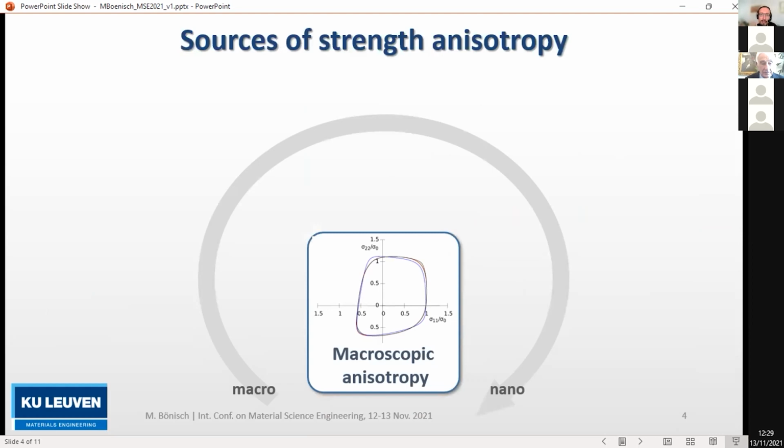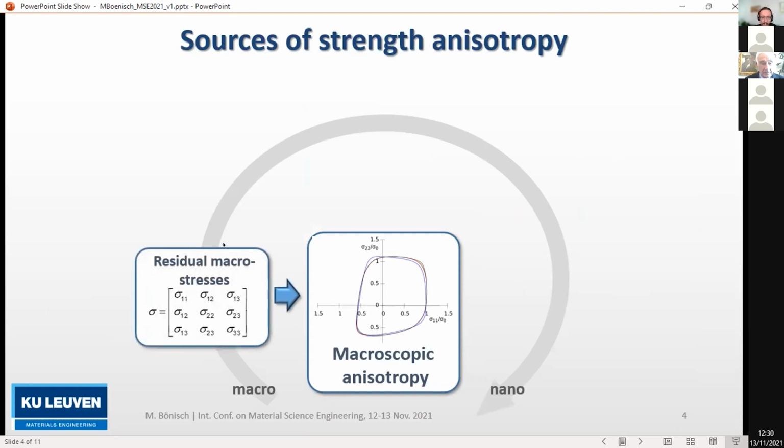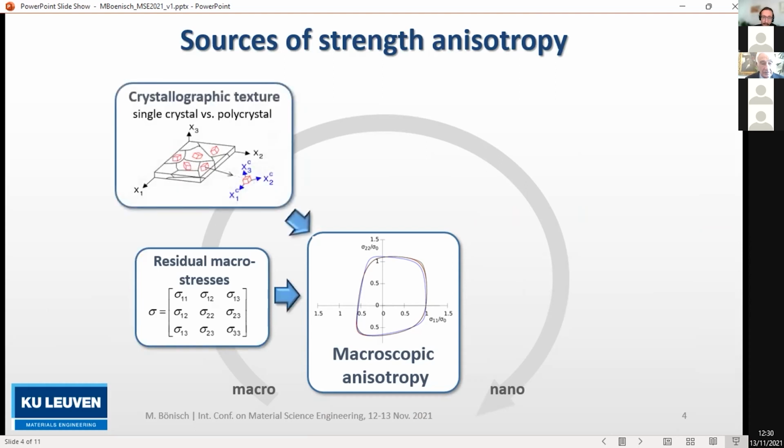Now, when we look at mechanical anisotropy or strength anisotropy, and in particular the strength anisotropy of pipeline steels, we can identify a number of sources which cause this anisotropy. These sources originate on all possible length scales, ranging from macro to nanoscale. On the macro scale, on the highest level, we can think of residual macro stresses. Then going a bit lower, on the level of grain clusters or aggregates of grains, we have a crystallographic texture.